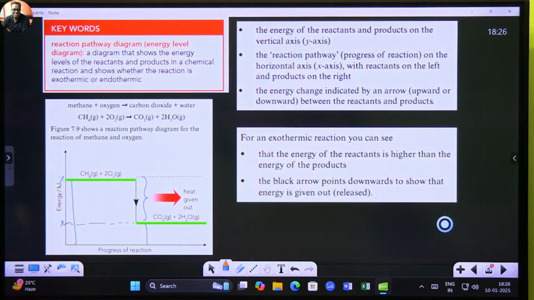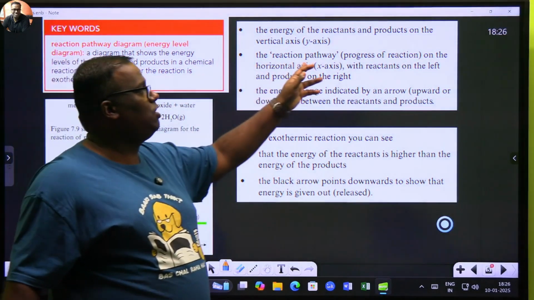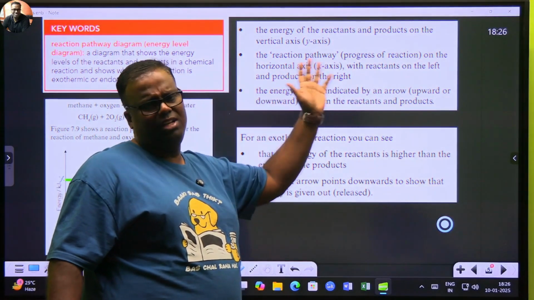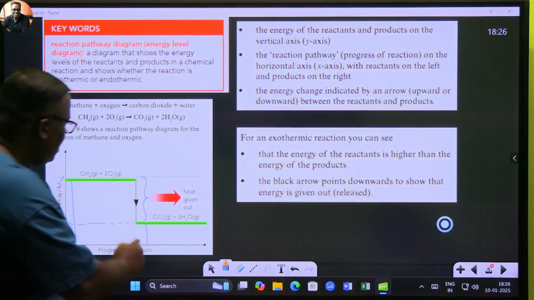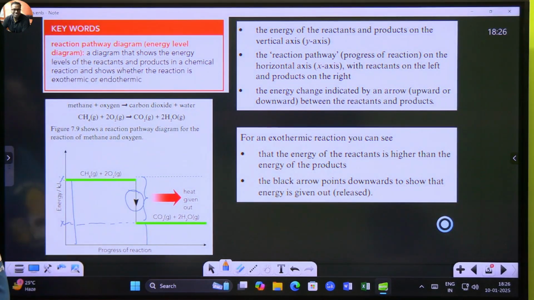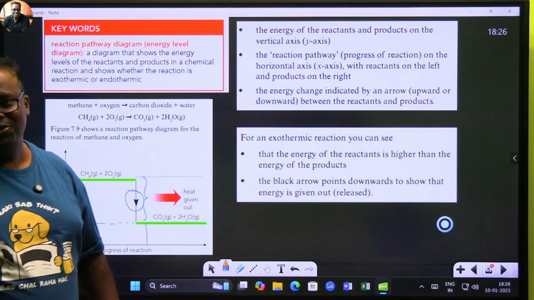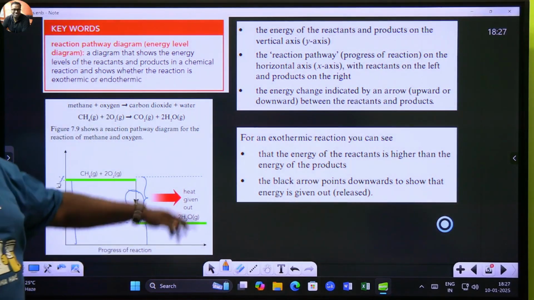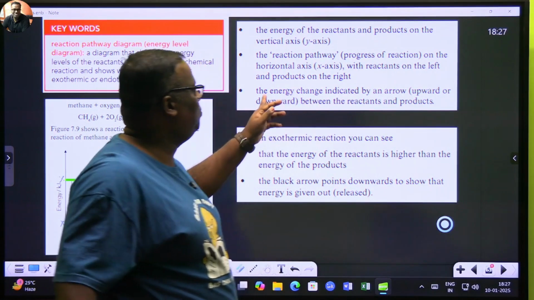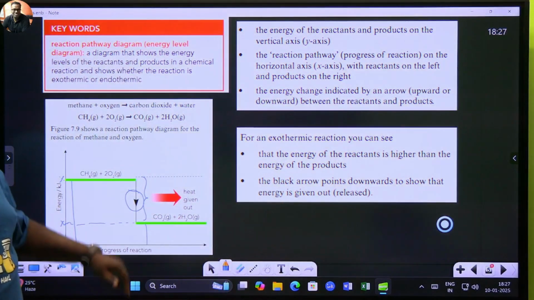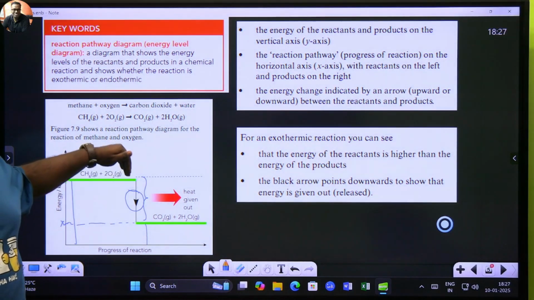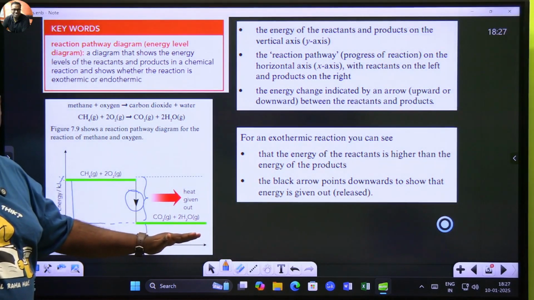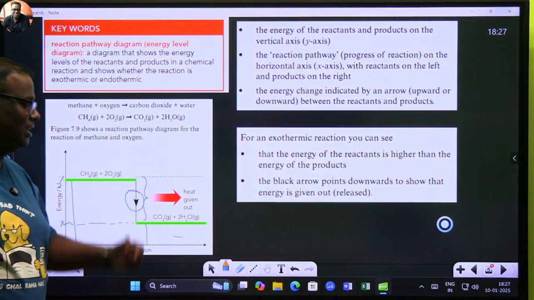Understood? Yeah. So in a reaction pathway diagram, the reaction pathway or the progress of the reaction is on the horizontal axis with the reactants on the left and the products on the right. There is a small little black arrow. This black arrow's direction will tell you whether it is exo or endo. If it is exo, then heat is coming out, right? So the energy change is indicated by an arrow upward or downward between the reactants and products. In this case, what do you see in the arrow direction? The energy goes from here down, so the rest of the energy has come out as heat.